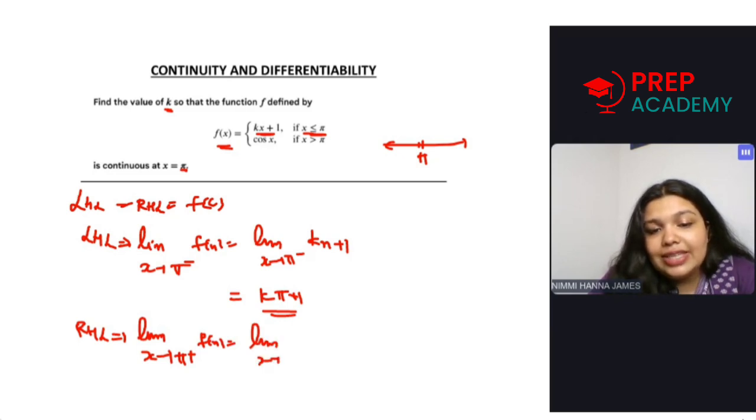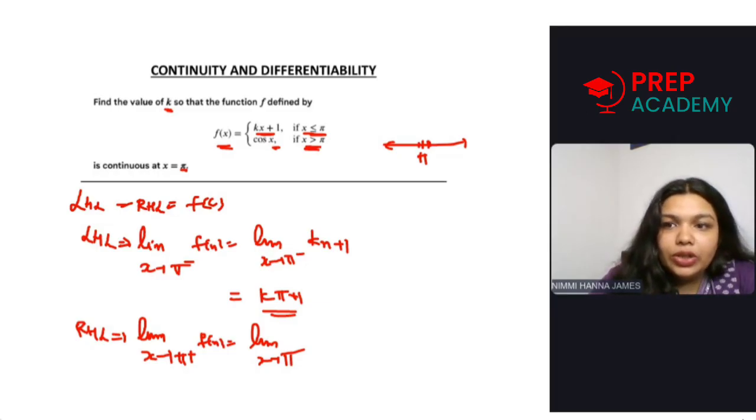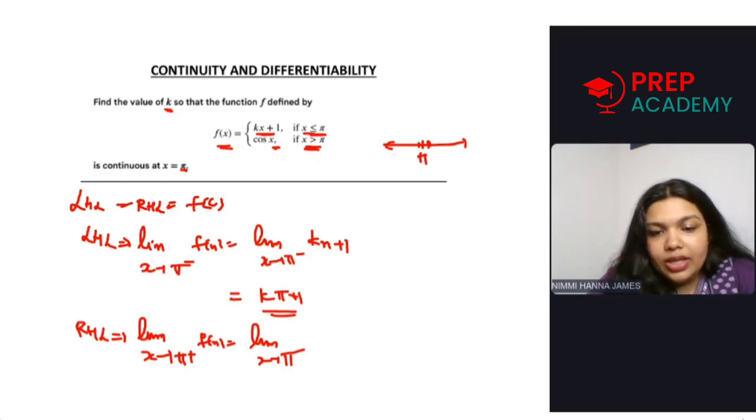Okay, so when x is tending to pi plus, that is for all those values that are to the right of pi, so x is greater than pi, right? So for the right of pi, we have the function value equal to cos x. So it is cos pi. What is the value of cos pi? Cos 0 is 1, so cos pi is minus 1.